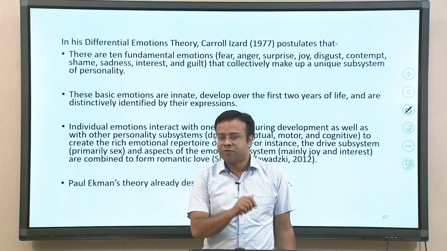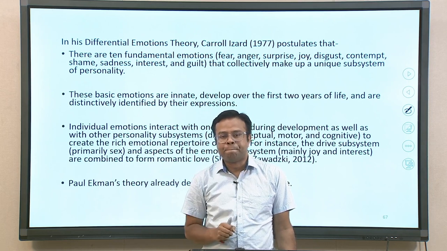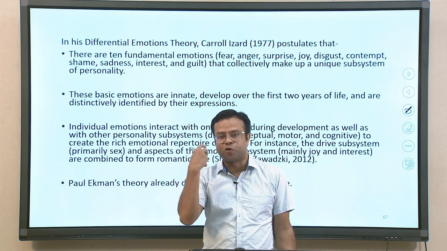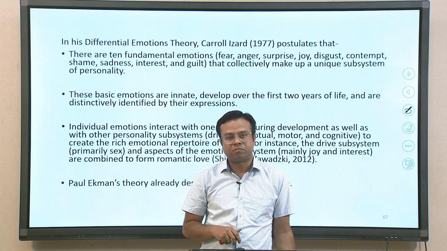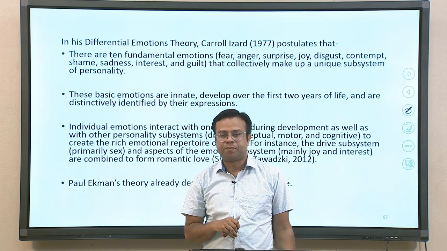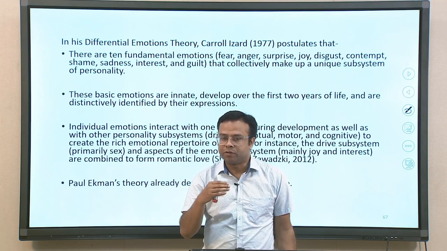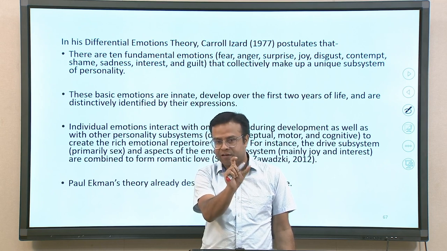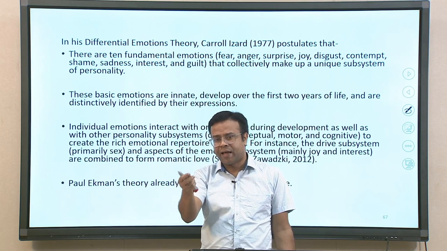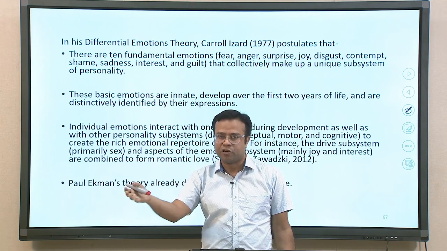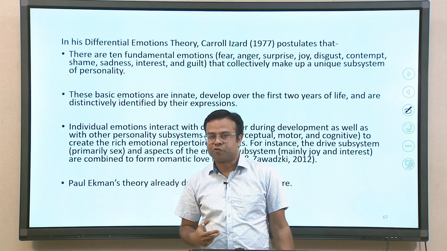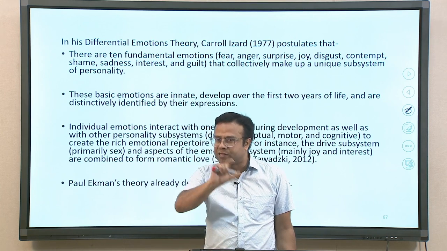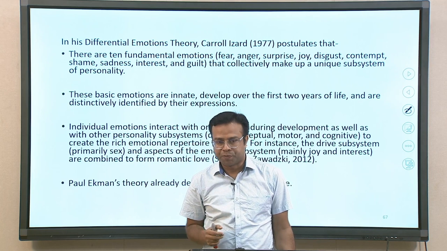And also he said a lot of these emotions can interact with the drives, other personality subsystems like drives, the motor, perceptual system, cognitive system, to create varieties of complex emotions. For example, he says, the emotion of romantic love could be formed by association of the drive system, like primarily the sexual aspect, and the emotional subsystem of joy and interest. So, they can combine together to form the experience of romantic love and so on. So, complex combinations could be there to form complex systems.